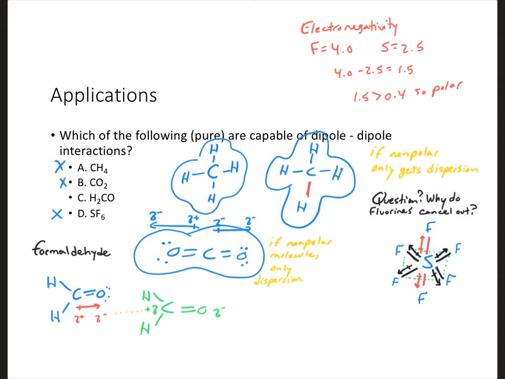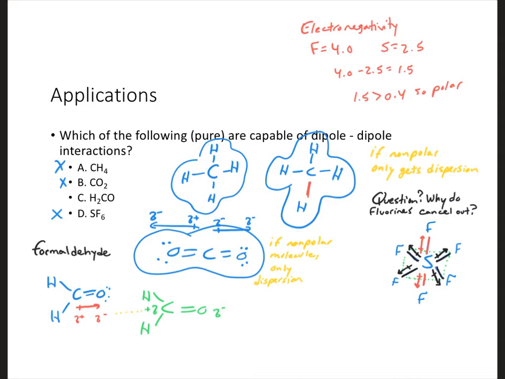So these types of problems require you to be able to draw Lewis structures, to be able to think about the types of bonds, to think about the polarity of those bonds and whether they cancel out in a symmetrical molecule, to give you an overall polar molecule or an overall nonpolar molecule. Nonpolar molecules are going to be able to do dispersion forces, and that's it.